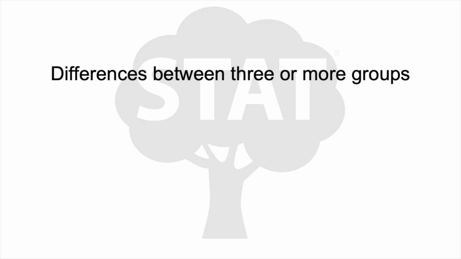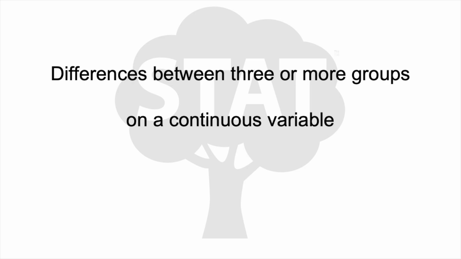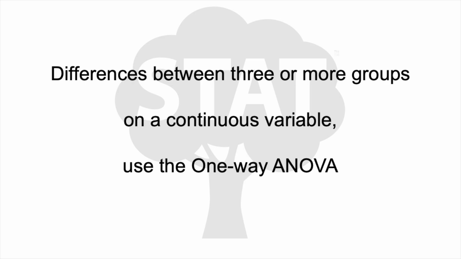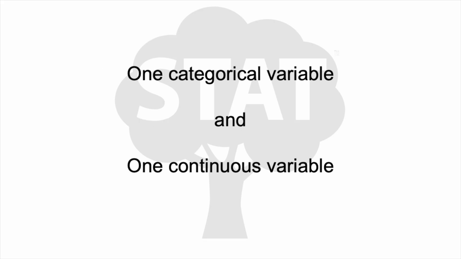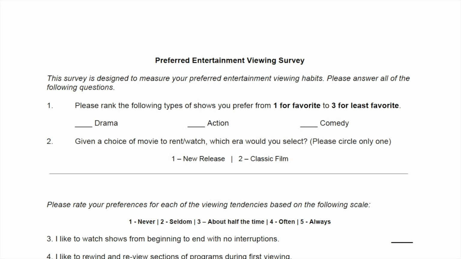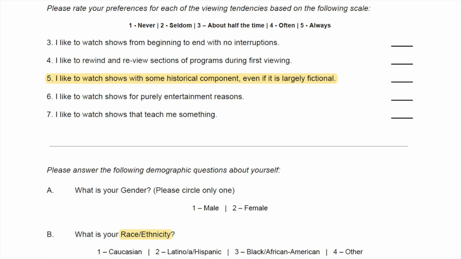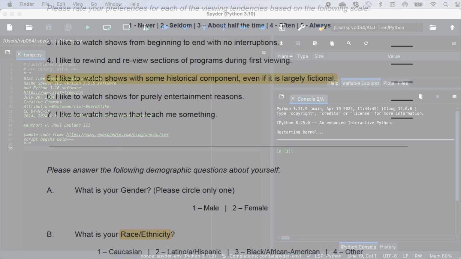To test whether there are differences between three or more groups on some continuous variable, the one-way ANOVA would be appropriate. You will need one categorical variable and one continuous variable in order to run this test. In looking at the preferred entertainment viewing survey, demographic question B is categorical with more than two nominal values. Any one of the scale questions 3 through 7 would be appropriate for the continuous variable for our demonstration. For this demonstration, we will use question 5.